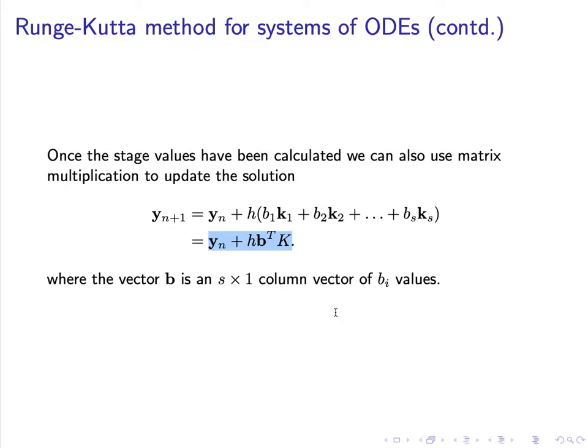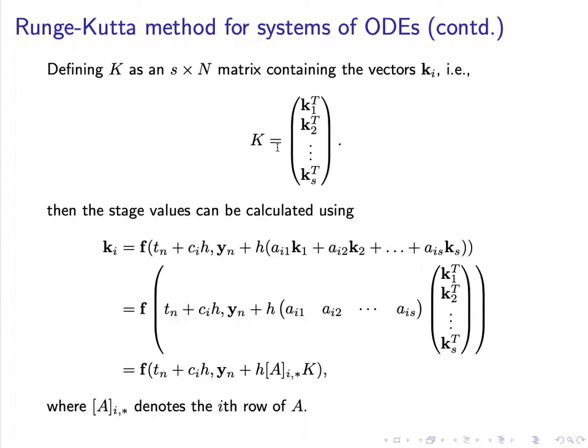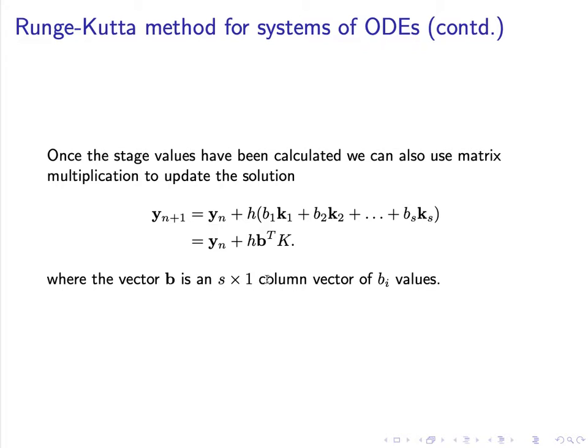So it's much simpler if our stage values are in matrix form, i.e. this matrix K, which I'll just go back a slide to show, is defined here. Okay.